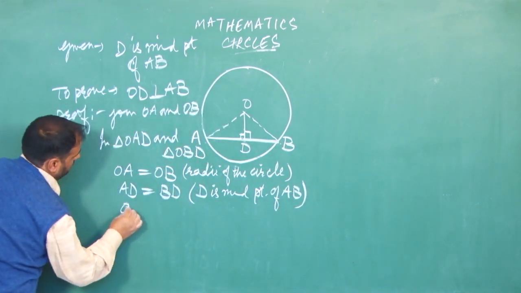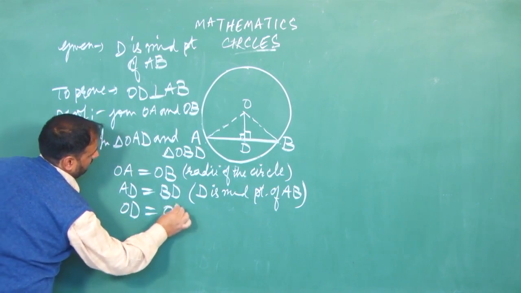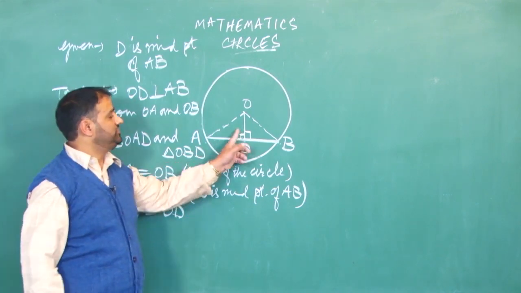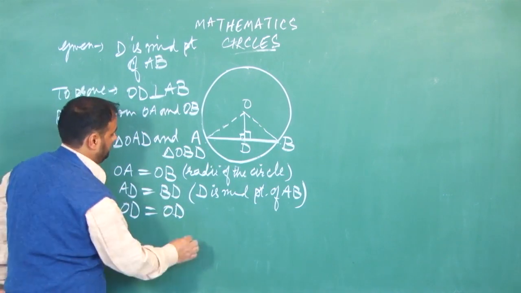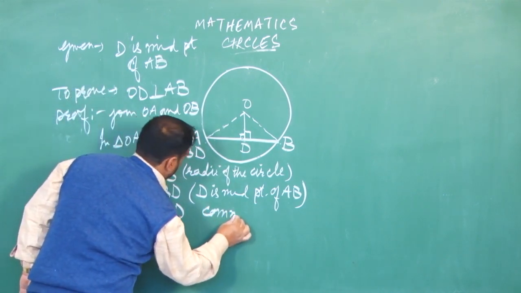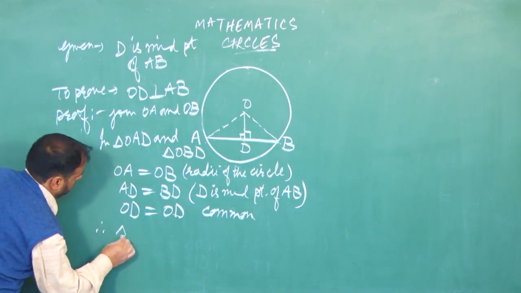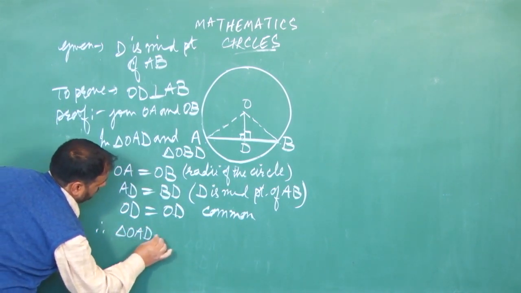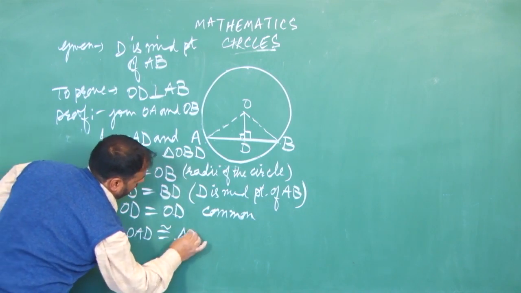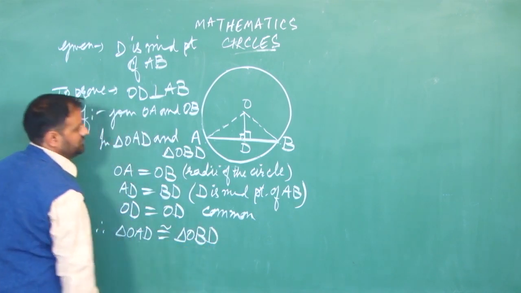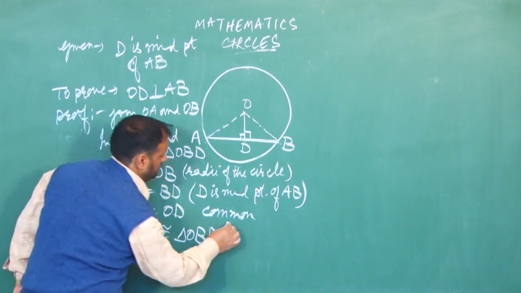Then OD is equal to OD, a common side for both the triangles. So the triangles are congruent. We can say triangle OAD is congruent to triangle OBD, by the SSS Congruence Rule.